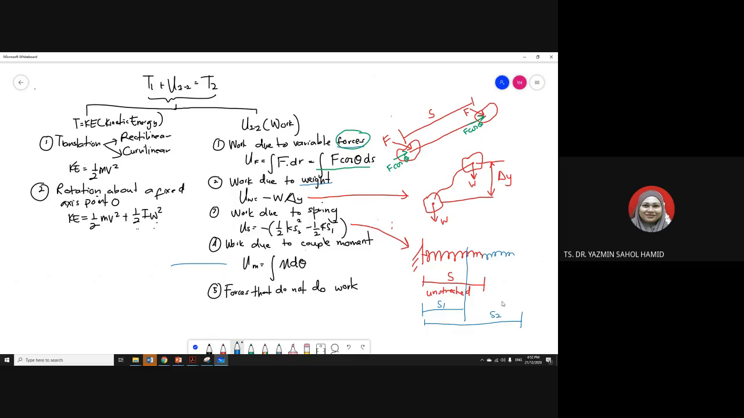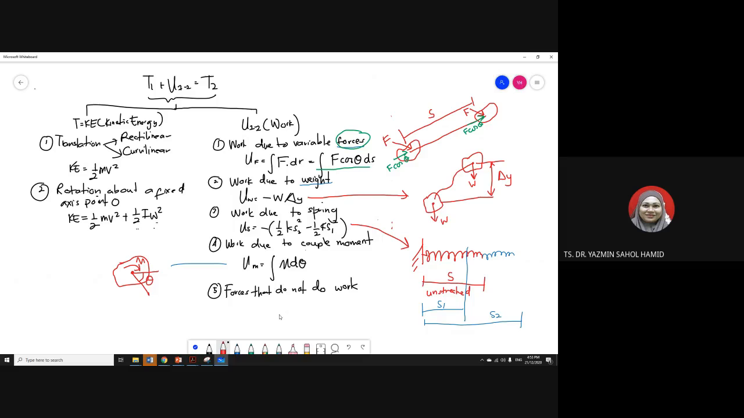And then we also have work that is due to a couple moment. So due to a couple moment, let's assume there is another rigid body with a bean shape here, and there is a couple moment M that is causing the rigid body to move, and the couple moment is moving through angle theta. Okay, that is another example.